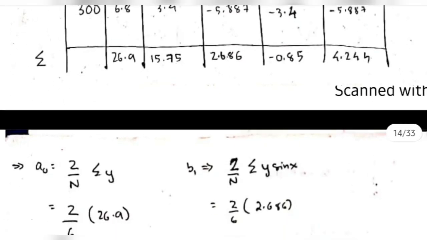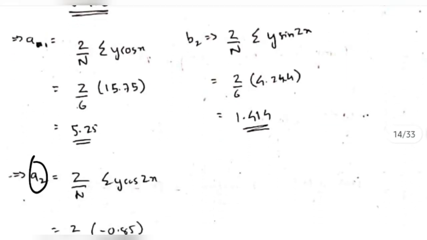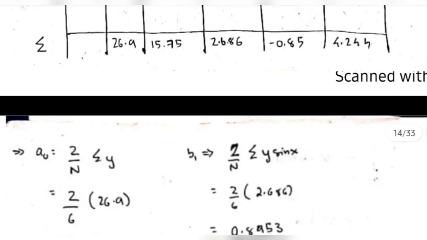After doing that we will use these values in these equations for b1, b2 and a2. Since we have been asked to find the first two harmonics, we have to find a2 and b2 also. So, for example, this column is of y, right? If we add all of this, this is the summation of y.